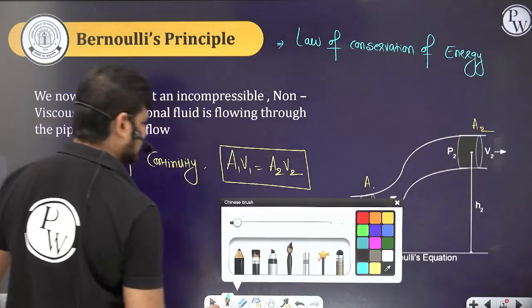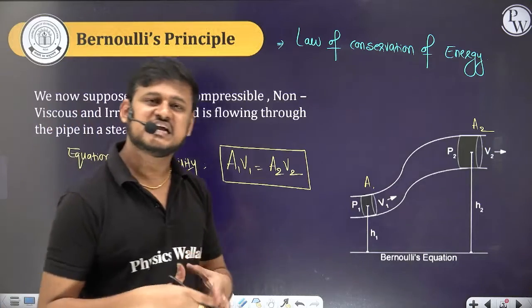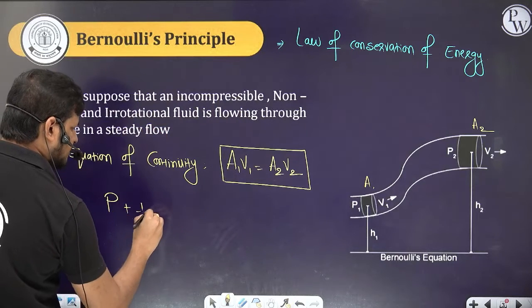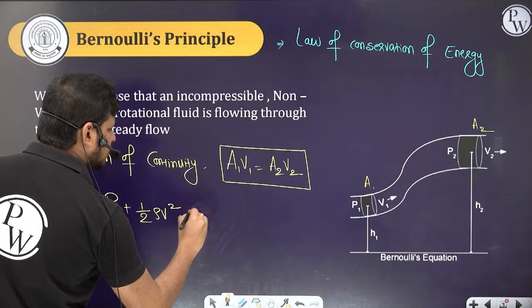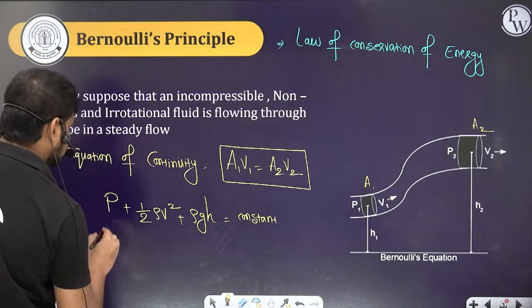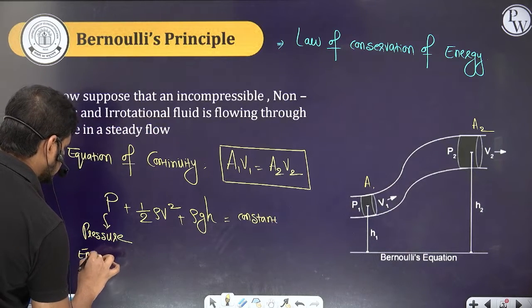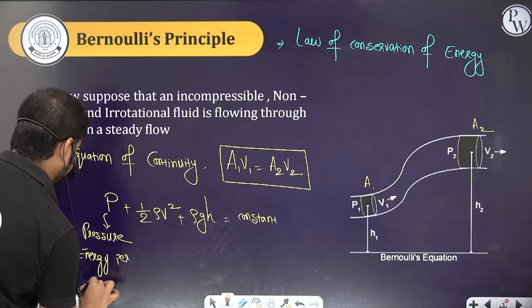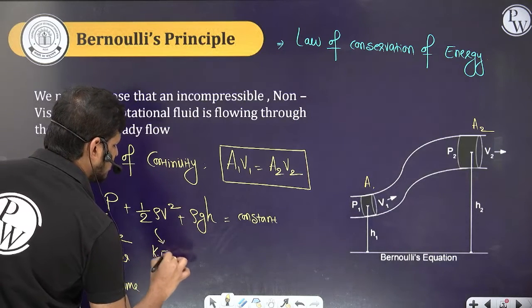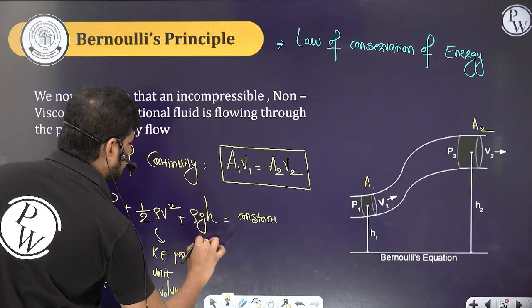Now, what's the formula we learned? The pressure energy per unit volume, kinetic energy per unit volume, and potential energy per unit volume is going to be constant. That means the total energy per unit volume is constant. Just recapping: this is the pressure energy per unit volume, then the kinetic energy per unit volume, and then this one is the potential energy per unit volume.